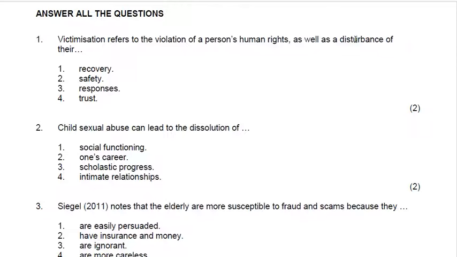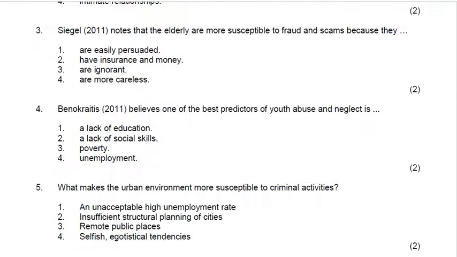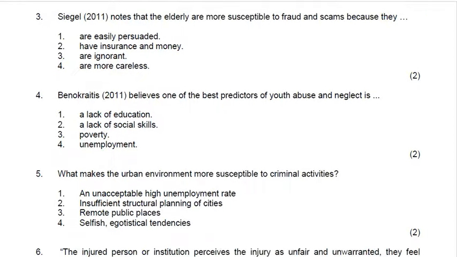Next question, which is the third question. Sigel notes that the elderly are more susceptible to fraud and scams because the answer is 3. No. The answer is 2, which is have insurance and money. That is found on page 19 of our study guide.